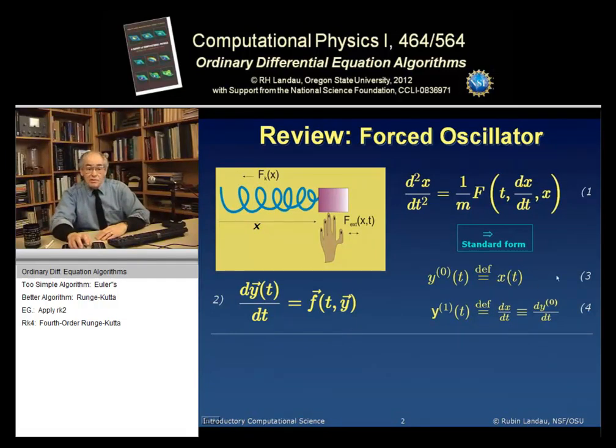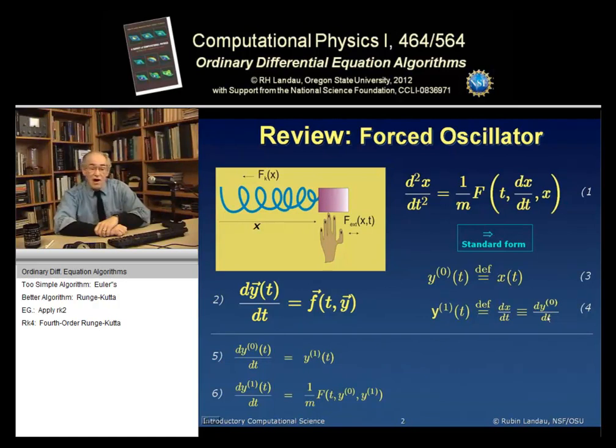And we've done that, put it into standard form in equations 3 and 4. So we define, as we normally do, the first, which in computer science talk becomes the zeroth component of the unknown y, is equal to the position x of t. And the second component, or the 1 component, is called the actual velocity, which is the derivative of the first component. So when we've done that, the differential equation we want to solve, equation 1, becomes equations 5 and 6 here.